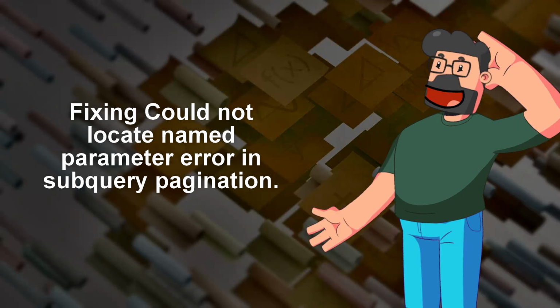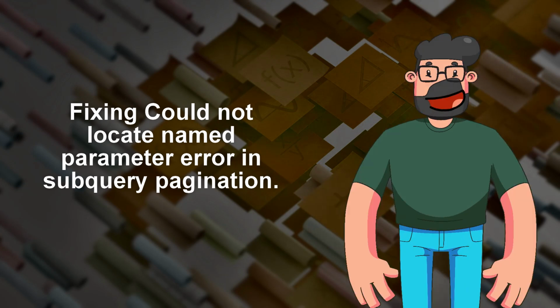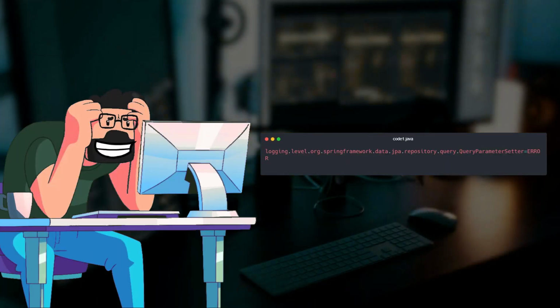Hey there, welcome to today's video where we'll tackle a common problem that can arise when running a JPA non-native query and dealing with pagination. The problem occurs when the query is executed with default pagination settings, causing the logger to throw some unexpected exceptions related to name parameters. Now, let's delve into the solution for this issue.